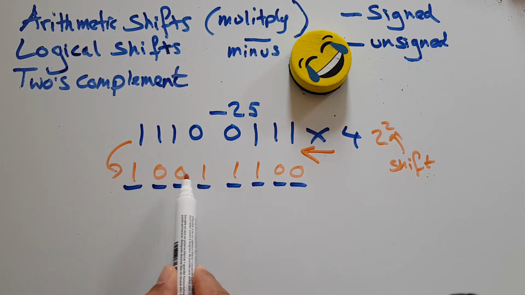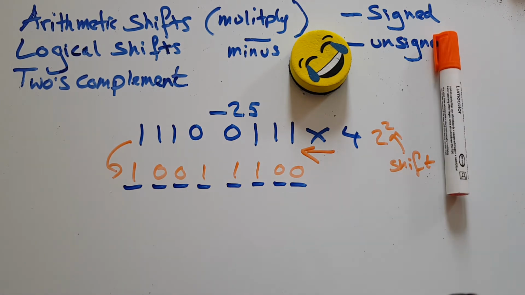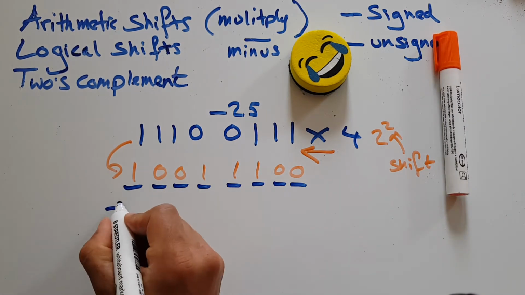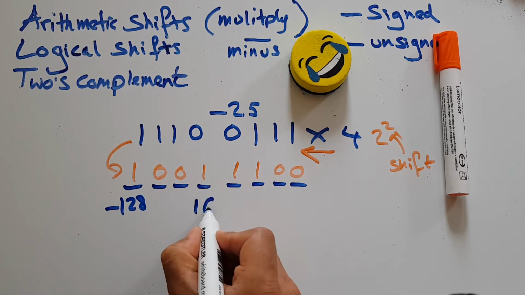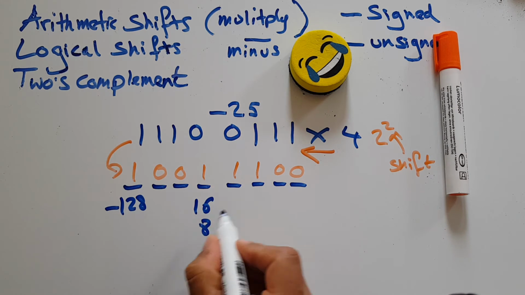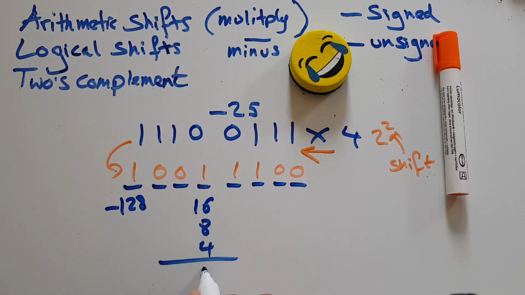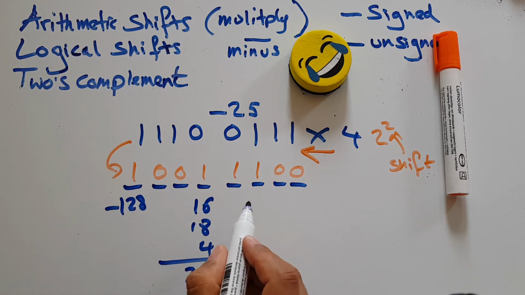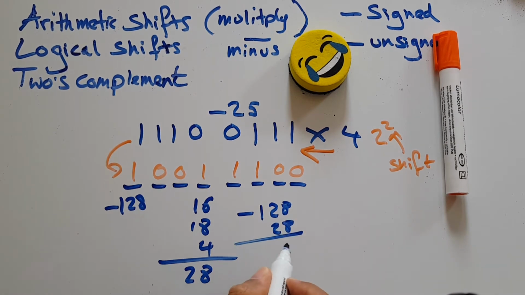So hopefully this binary is minus 100. Well, let's find out using the 2's complement system. Well, I got minus 128 there, and I've got a 16, and I've got an 8, and I've got a 4. Let's add those up. 6 and 4 is 10, plus the 8 is 18, 1 and 1 is 2. Minus 128, take away the 28, well that's quite easy, gives me minus 100.